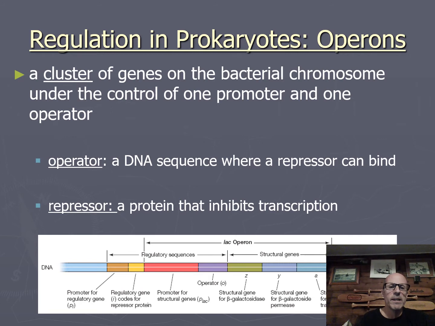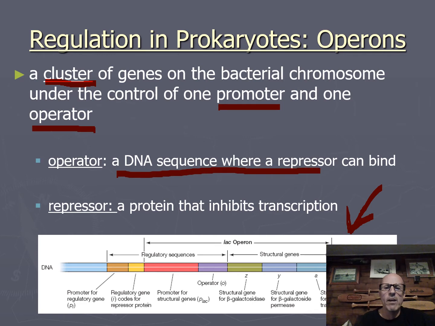So an operon is a cluster of genes on a chromosome, in this case in the bacteria E. coli, that's under the control of one promoter, and we'll look at promoters in a minute, and one operator. So here is the gene that I'm talking about below. An operator is simply a DNA sequence where a repressor binds, and remember this is a chemical or protein that stops the production of a gene. The repressor itself is a protein that inhibits transcription.